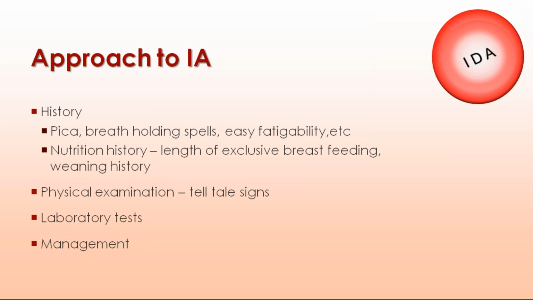Now, in a case of iron deficiency anemia, how do you approach it? The history tells you many times. Actually, what are the symptomatology? It tells you: is your child having pica, eating mud, and all those things? Interest in non-edible substances is called pica. Is he having any breath holding spells?